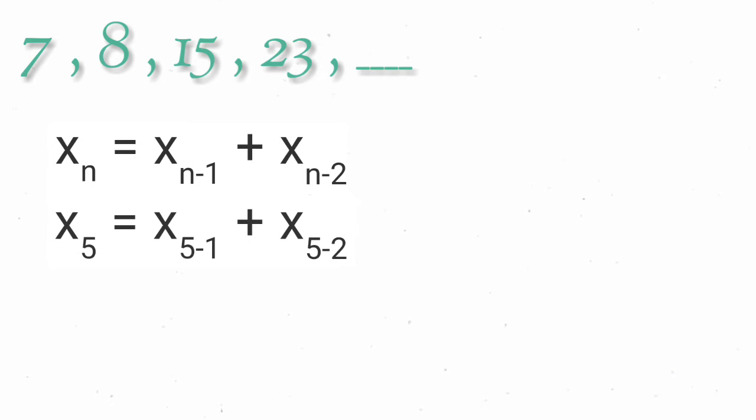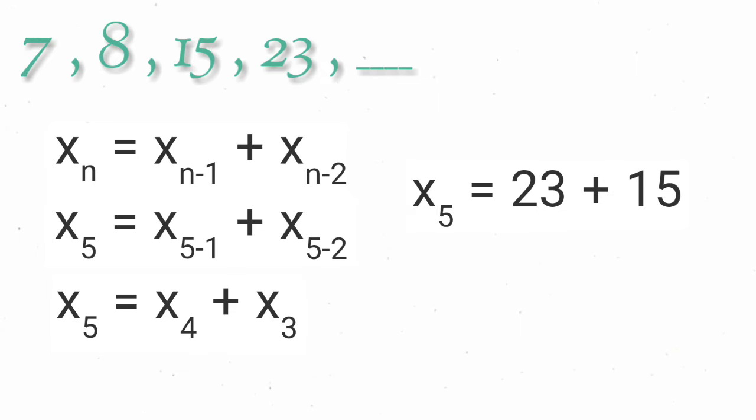For this, again, we'll use the formula x sub n is equal to x sub n minus 1 plus x sub n minus 2. Substituting, we'll have x sub 5 is equal to x sub 5 minus 1 plus x sub 5 minus 2, or x sub 5 is equal to x sub 4 plus x sub 3. So we'll have x sub 5 is equal to 23 plus 15, and the answer will be 38.